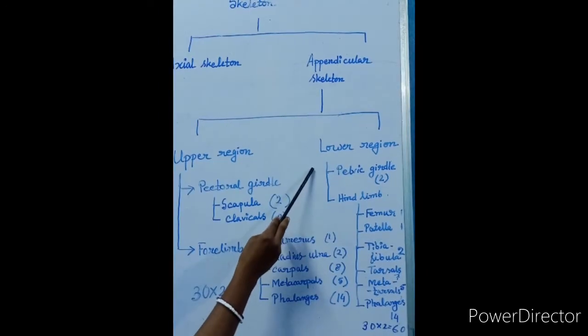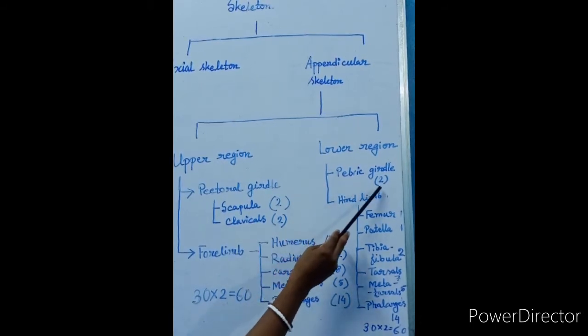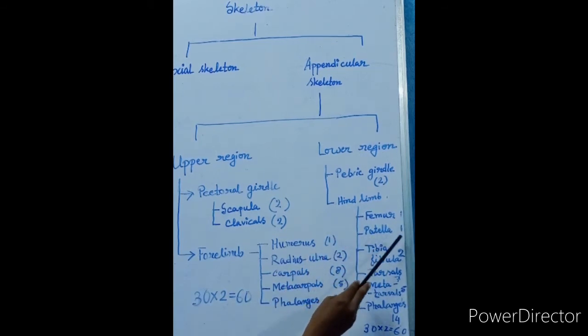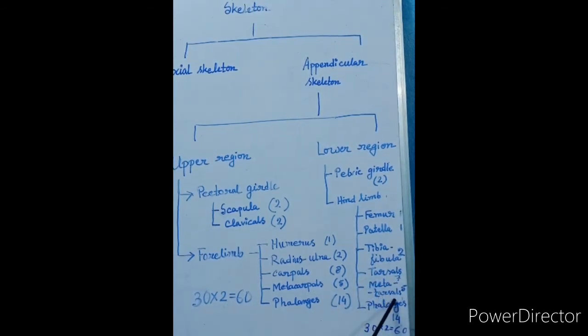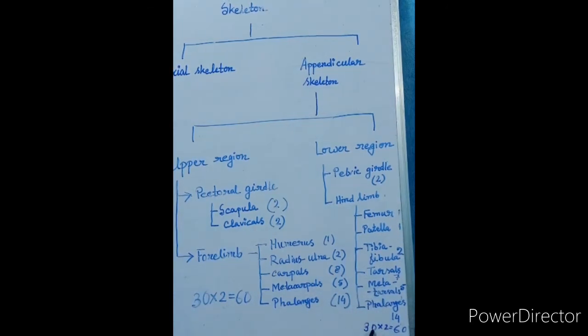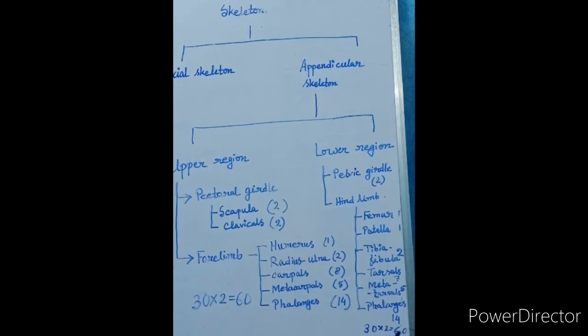Now the lower region is made up of the pelvic girdle and hind limb. The pelvic girdle is made up of 2 bones, and in the hind limb the bones are femur 1, patella 1, tibia and fibula 2, tarsals 7 bones, metatarsals 5 bones and phalanges 14 bones. So again in one hind limb we are getting 30 bones. So we have 2 hind limbs, 30 into 2, total 60 bones are there.